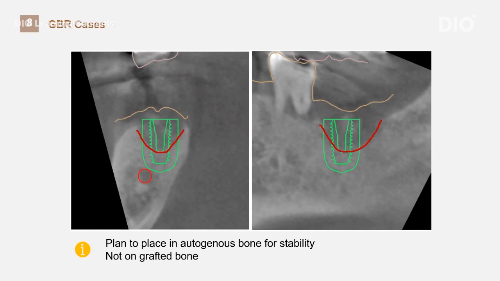Likewise, if you plan so that the fixture's thread can be fixed about 3 millimeters to the autogenous bone lower than the place where the bone was transplanted, initial stability can be obtained during the procedure and can reduce the possibility of failure. That's everything about how to use basic knowledge in clinically diverse cases.